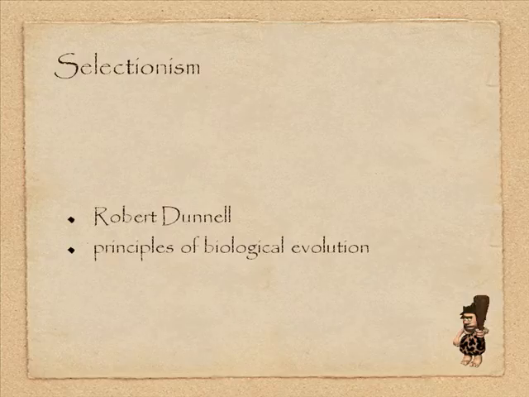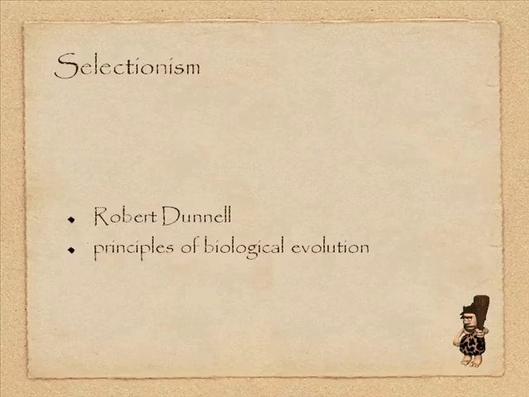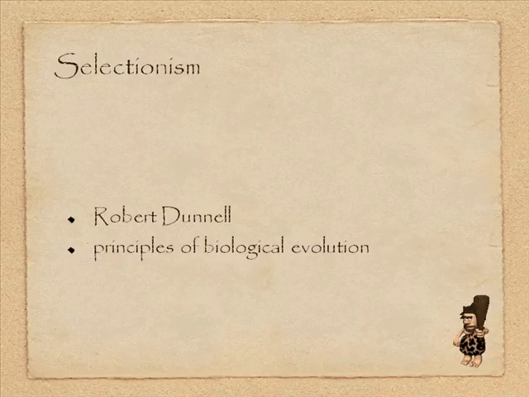Selectionism was proposed by Robert Dunnell, and this is applying the principles of biological evolution to the archaeological record. Dunnell proposed that natural selection works on culture just as it does on the visible characteristics of human beings. And he considered culture an extension of the phenotype, and the phenotype is these visible characteristics. He said that there were cultural traits that could increase the ability of people to survive and reproduce, and those cultural traits which allowed people to do that would be fixed within a population. So again, the principles of biological evolution right onto the archaeological record.